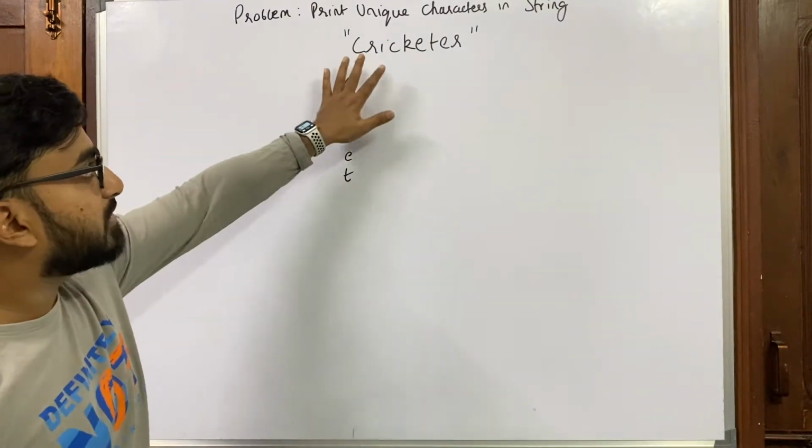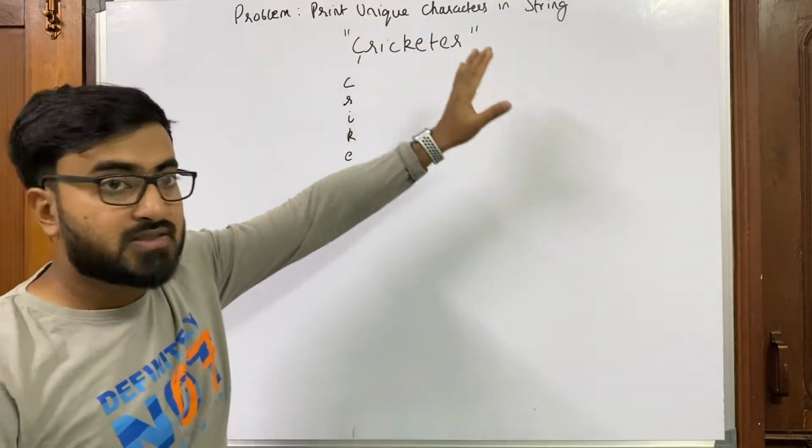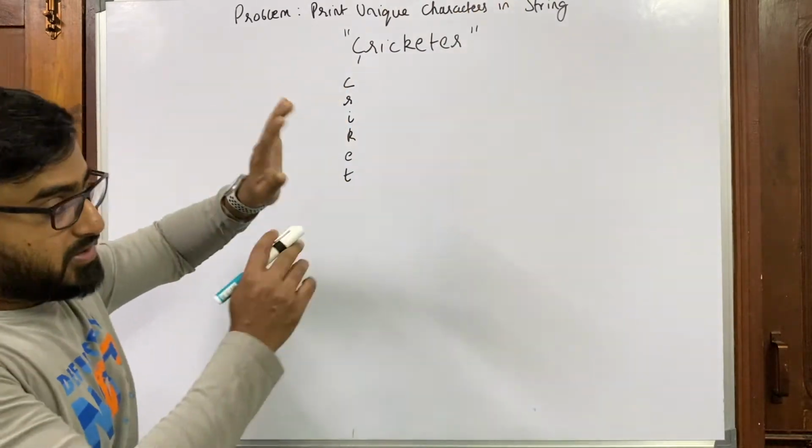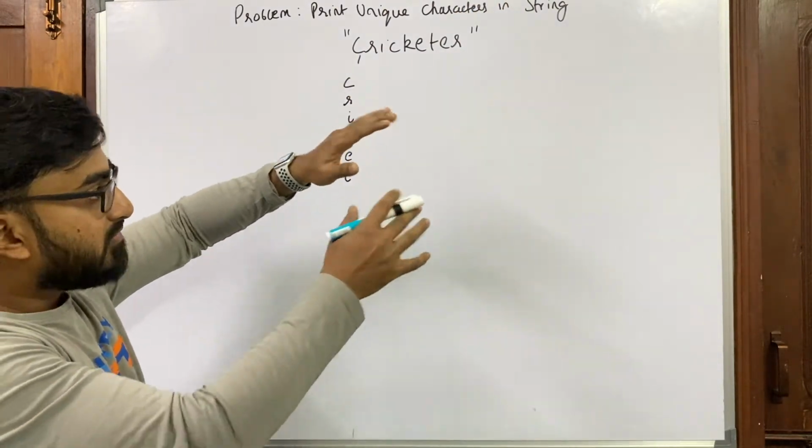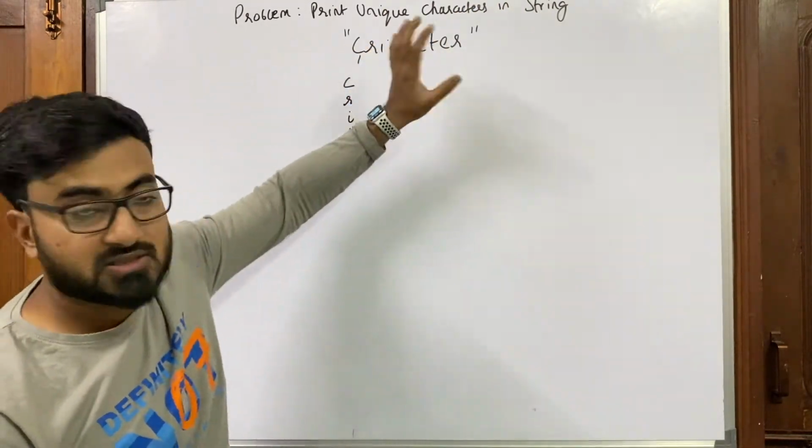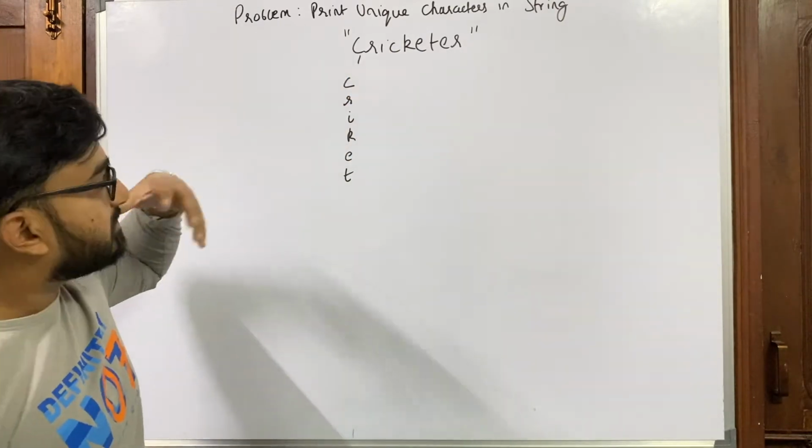The solution to this problem is inspired by the solution that prints the duplicate characters in a string. So we'll pick up that pseudocode from that solution and modify it to solve this problem. We'll see how. Let's first understand what we are trying to do.